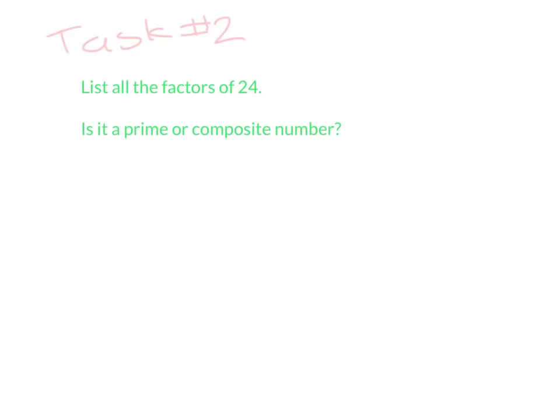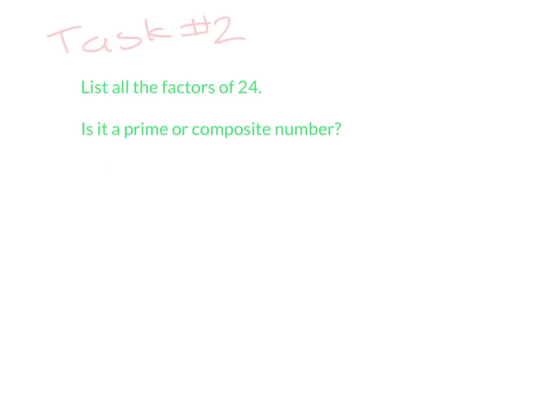Now I'm looking at the number 24. Again, same thing. I want you to list all of the factors of 24, and I want you to tell me if it's a prime or a composite number. Go ahead and pause the video, and welcome back. Once again, you'll have the multiplication table in front of you, and you've used that to help you find the answer.